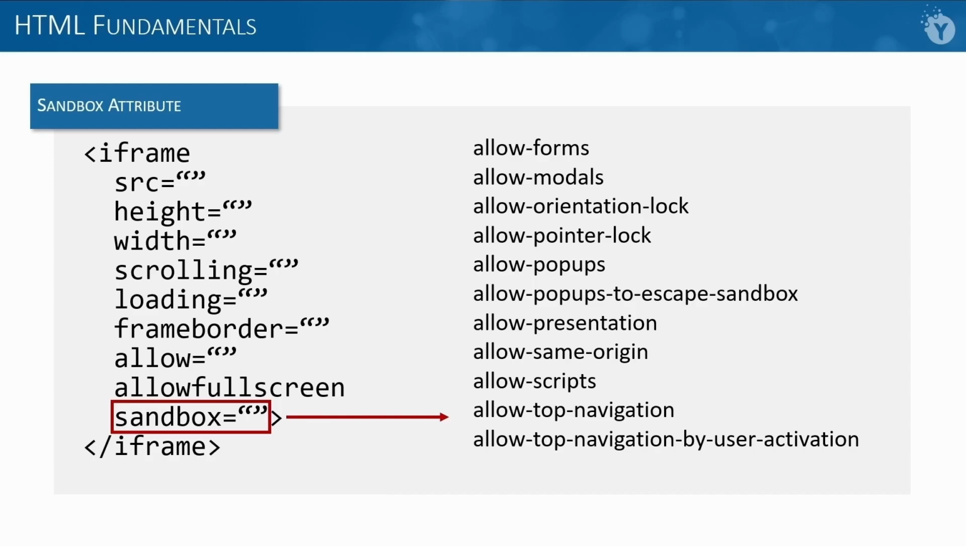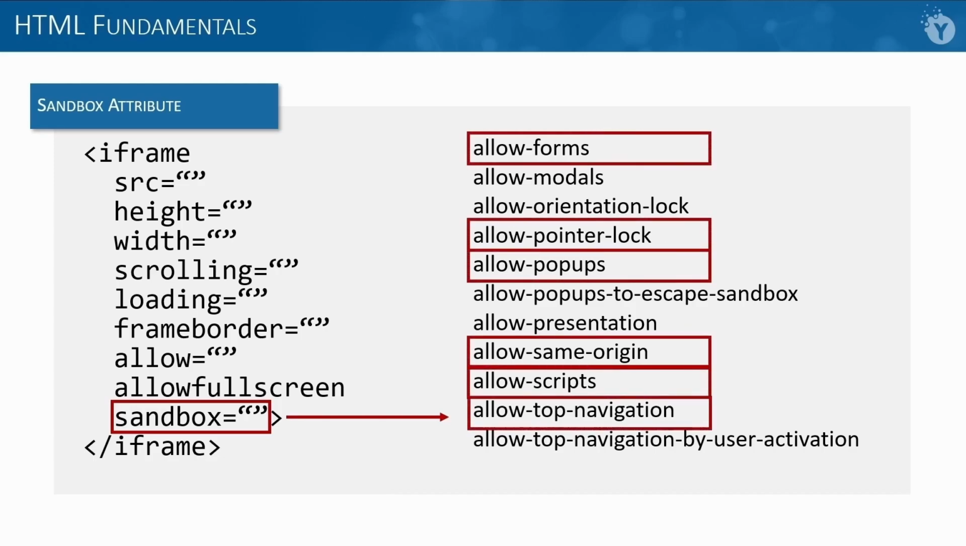So, in this scenario, if you wanted total peace of mind, you could set the sandbox attribute to restrict all permissions, and then add back the ones that the Twitter tweet button requires. In this case, that would be allow forms, allow pop-ups, allow pointer lock, allow same origin, allow scripts, and allow top navigation. All of these are required in order for the Twitter tweet button to work. I don't expect you to remember all of these, but I just want to give you a real life scenario as an example.